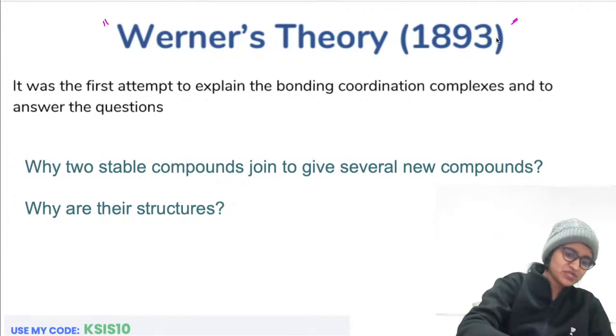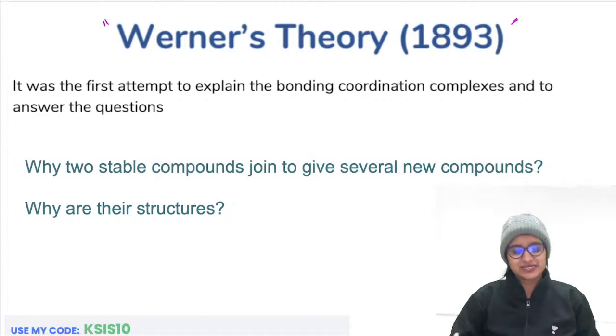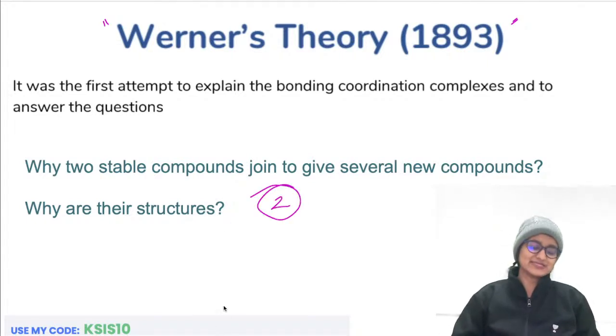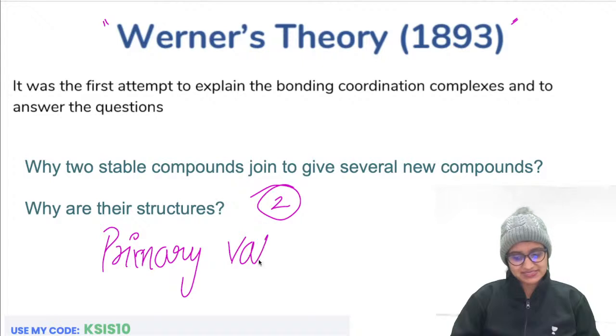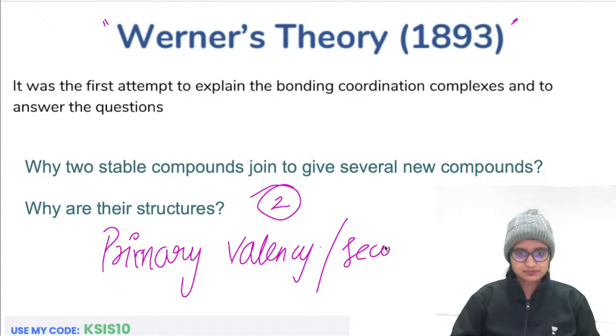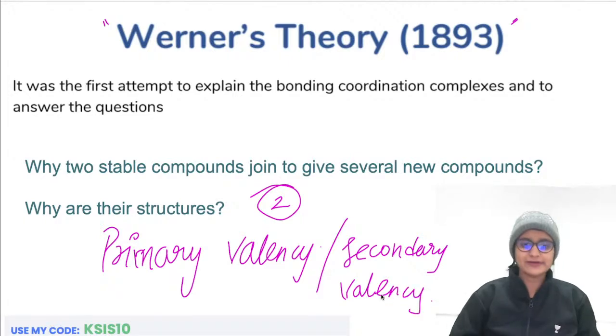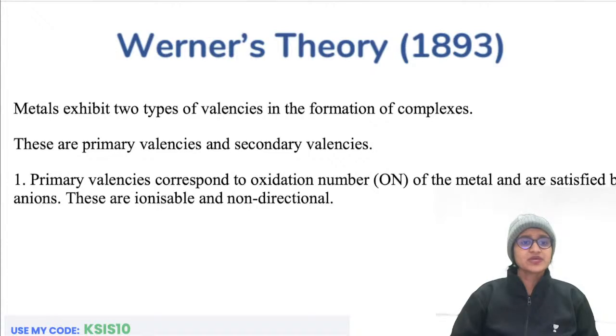These were the questions. Now, according to Werner's theory, there are two types of valencies. One is a primary valency, and the second one is a secondary valency. In Werner's theory, he said that metals exhibit two types of valencies in the formation of complexes.